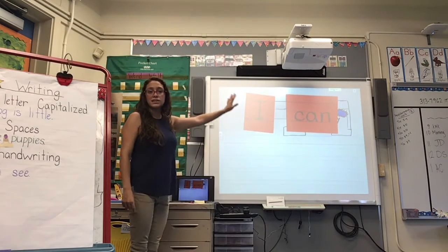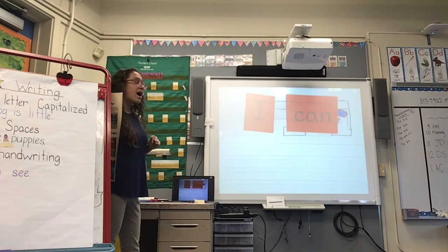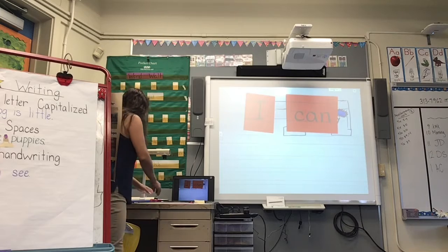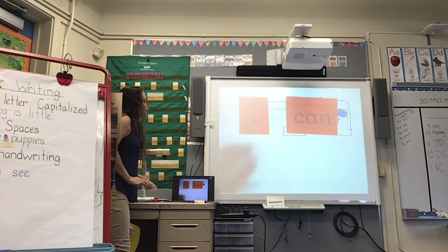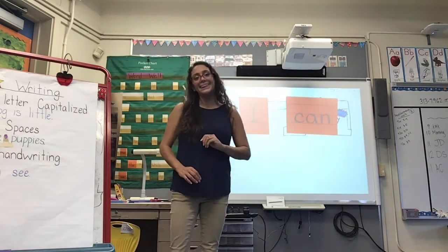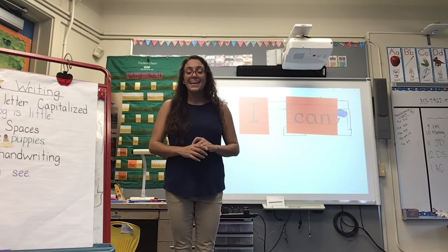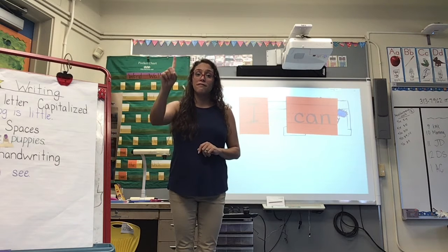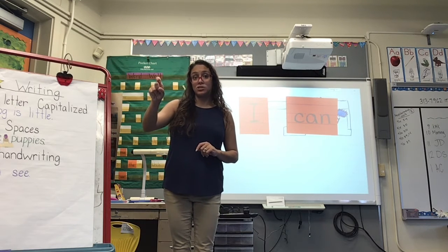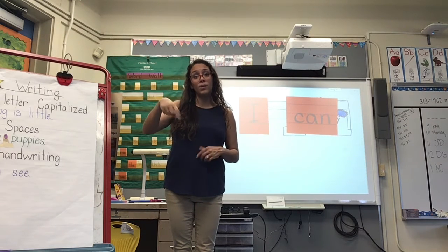So now if you look at the board, you see I can. I put a space between the I and the can. Do you know why? Yes, because we need finger spaces so that our readers can read what we are writing about.